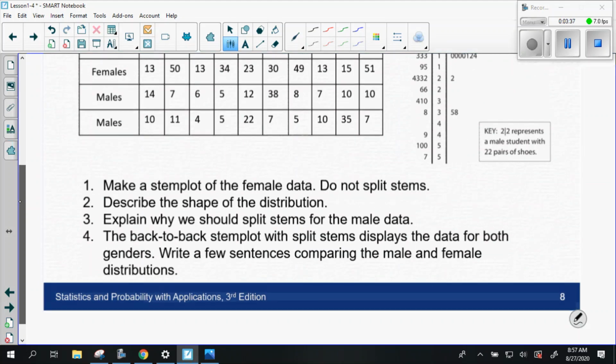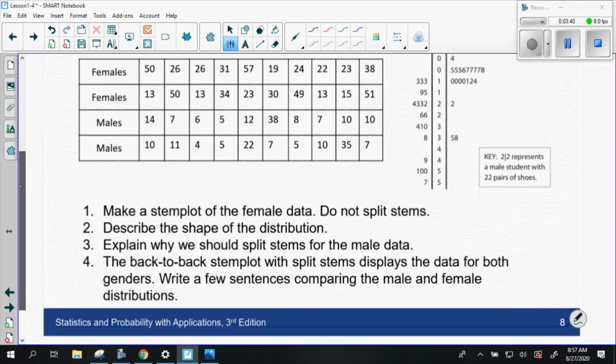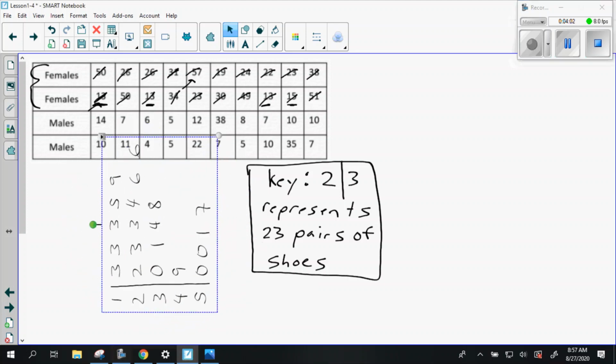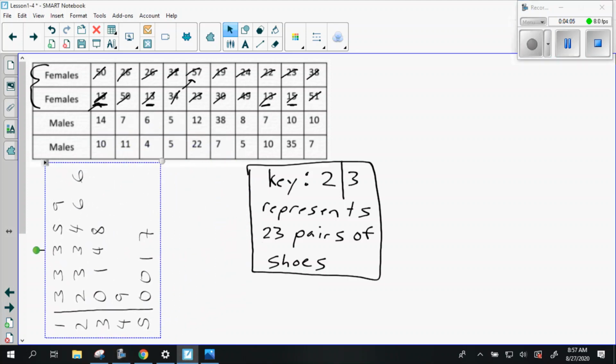Let's go ahead and describe the shape of the distribution for this female data. What I like to do in order to look at the shape is to turn this thing over on its side so that I can get a better look at it. Let's look at it like that. Then I get a better look at the distribution. So I would say that this distribution looks fairly symmetric, but maybe we'll go more towards skewed to the right.